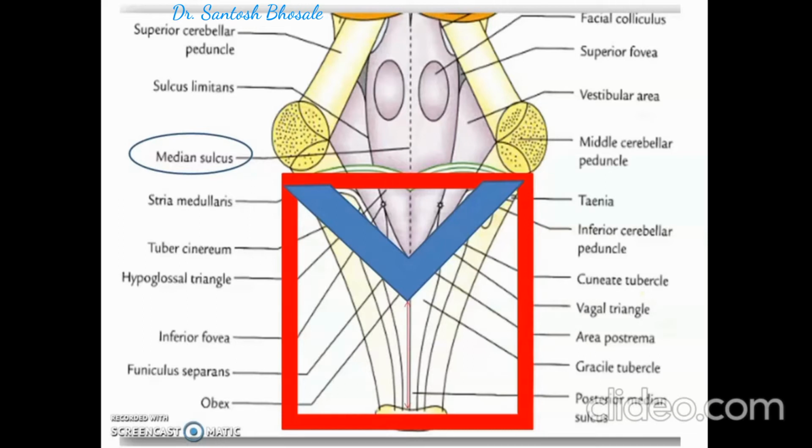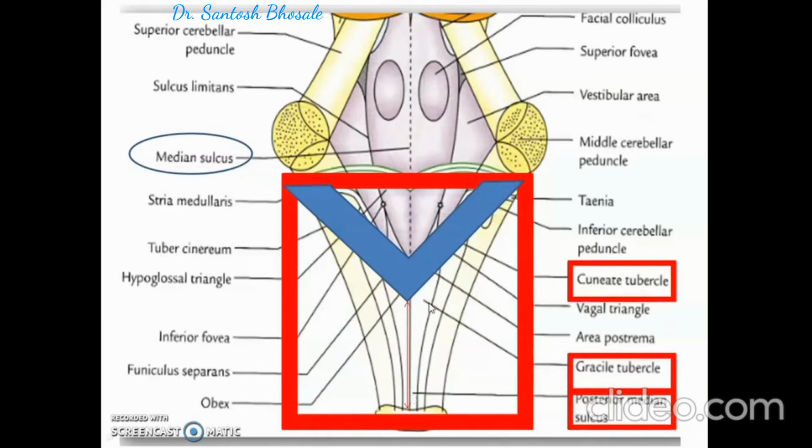On either side of the posterior median sulcus you will see the elevation, that is the gracile tubercle, which houses the nucleus gracilis. It corresponds to nucleus gracilis beneath it, and lateral to that you will see the cuneate tubercle. It corresponds to nucleus cuneatus beneath it, and more laterally you will see the tuber cinereum. It is due to the spinal nucleus of the trigeminal nerve.